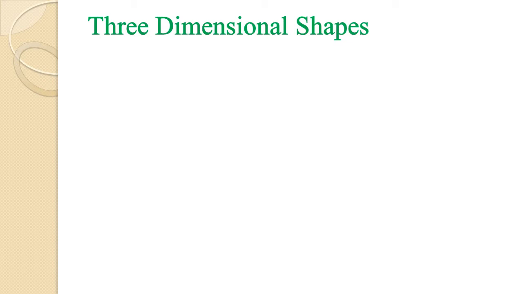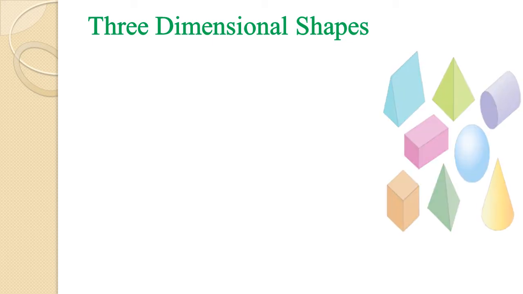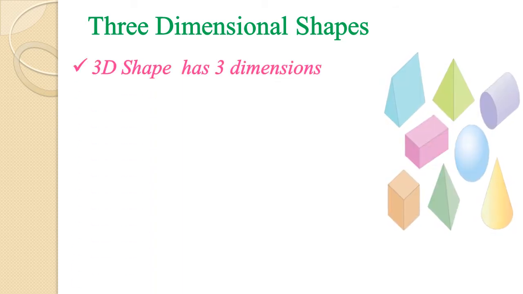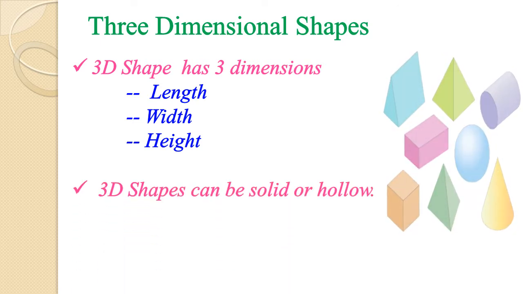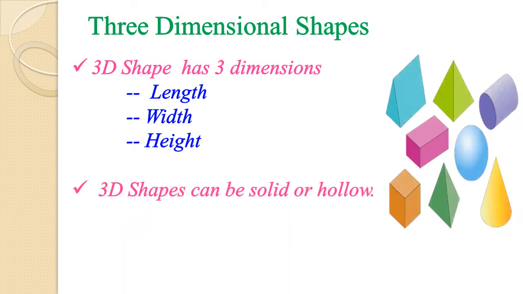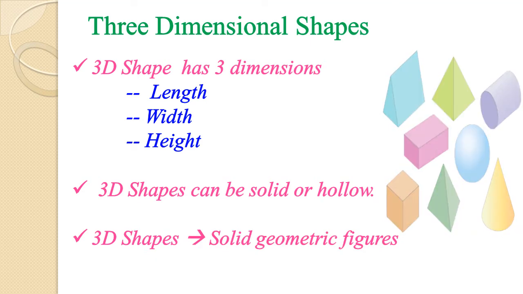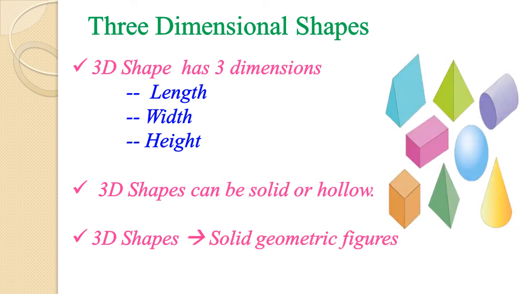So next, coming to three-dimensional shapes. Three-dimensional shapes are called 3D shapes. So 3D shapes have three dimensions, that is length, width and height. 3D shapes can be solid or hollow. 3D shapes are also called solid geometric figures. So basic three-dimensional shapes are cube, cuboid, cylinder, cone, sphere, prism and pyramid.